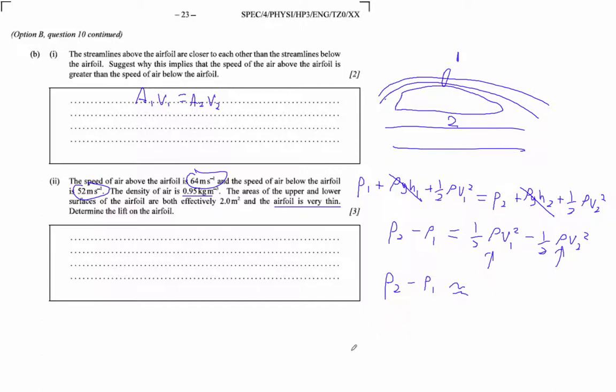And then basically the force is going to be the difference in pressure times the area. They tell you the area is 2 square meters. So, there we go. And I got a force that is in the thousands. It's between 1,000 and 2,000.